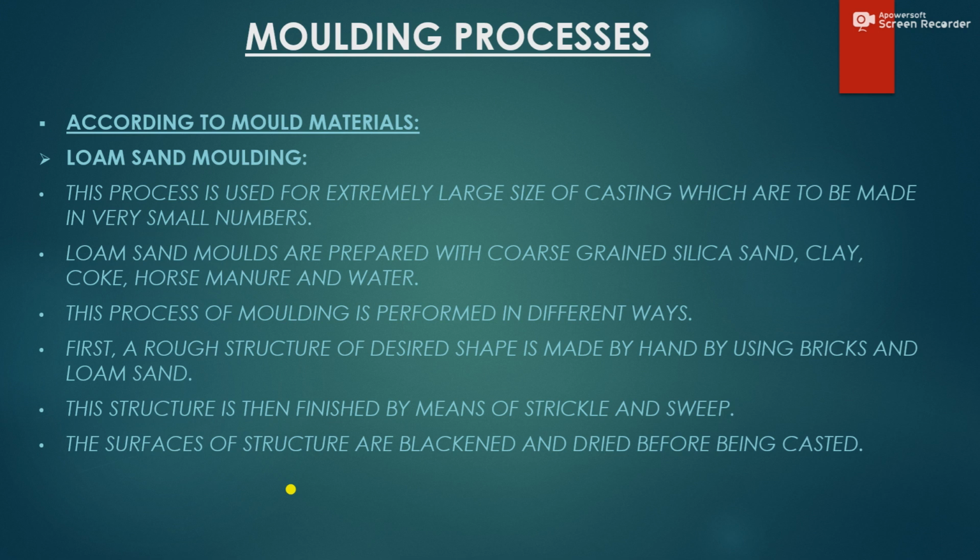For loam sand molding, the sand that you prepare basically contains coarse grains of silica sand, clay, coke, horse manure and water basically.